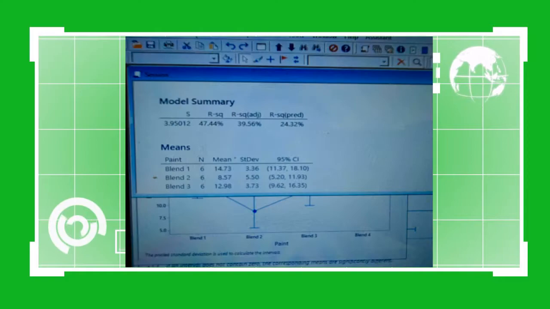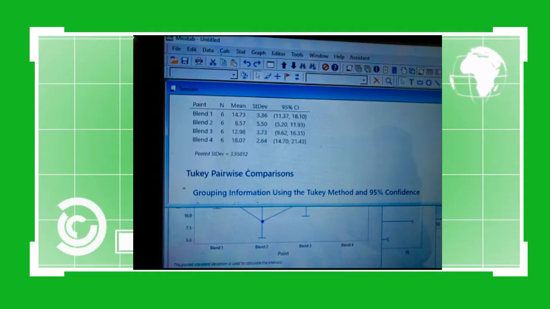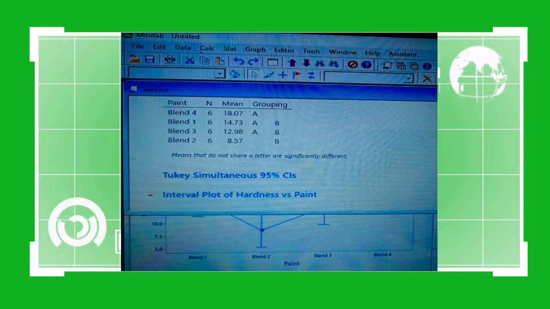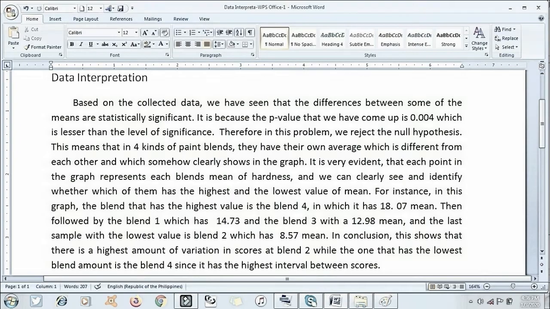It is very evident that each point in the graph represents each blend's mean of hardness, and we could identify which of them has the highest and the lowest mean. For instance, in this graph, the blend with the highest value is blend 4, which has an 18.07 mean, followed by blend 1 with 14.73, and blend 3 with a 12.98 mean. The last sample with the lowest value is blend 2, which has an 8.57 mean. In conclusion, this data clearly shows that there is the highest amount of variation in scores at blend 2, while the one with the lowest variation is blend 4, since it has the highest interval between scores.